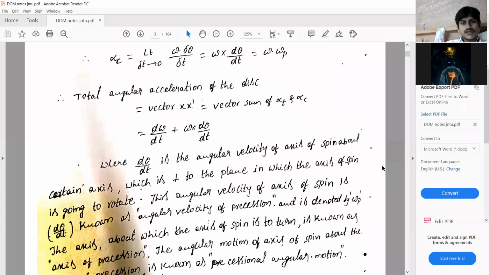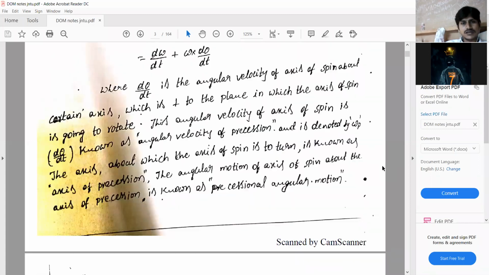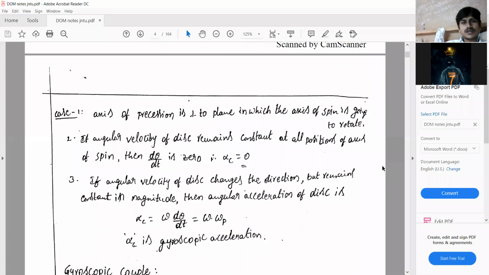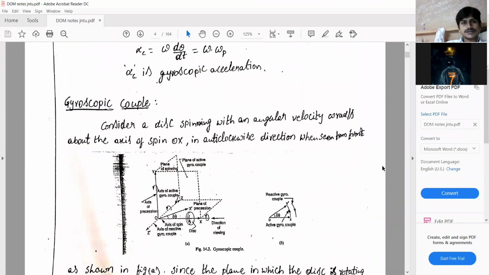So definitions are there in our derivation. Those were also already said: the angular velocity of precession, axis of precession, and precessional angular motion. Those were already covered in the earlier class. So now we are going to discuss the next topic, that is the gyroscopic couple.